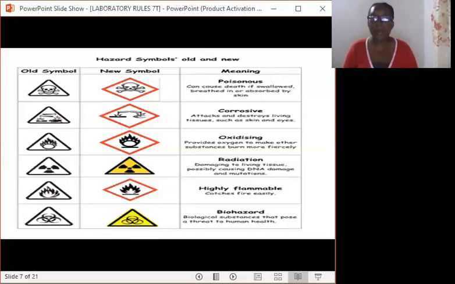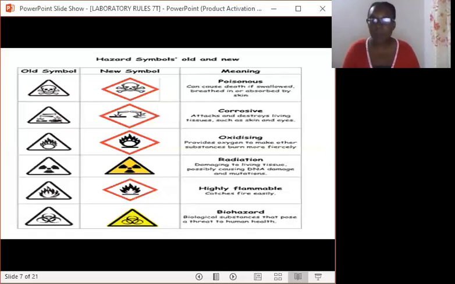We also have here the highly flammable symbol, which represents a chemical that catches fire easily. We spoke about that. And lastly, biohazard chemicals. These are biological substances that pose a threat to human health.